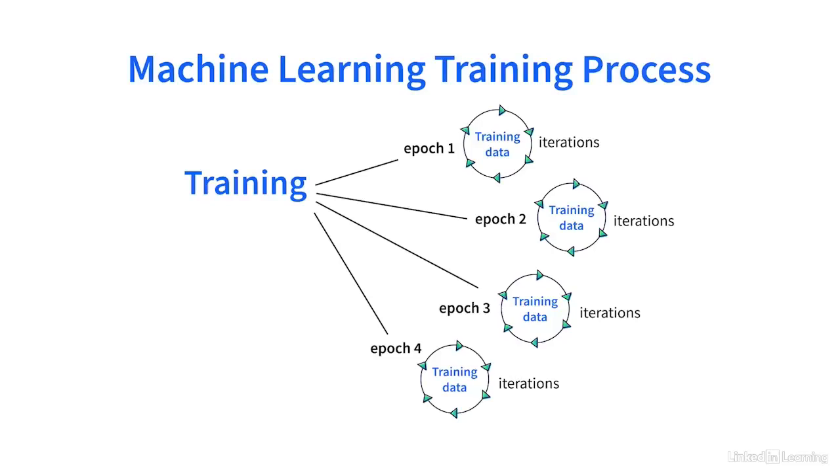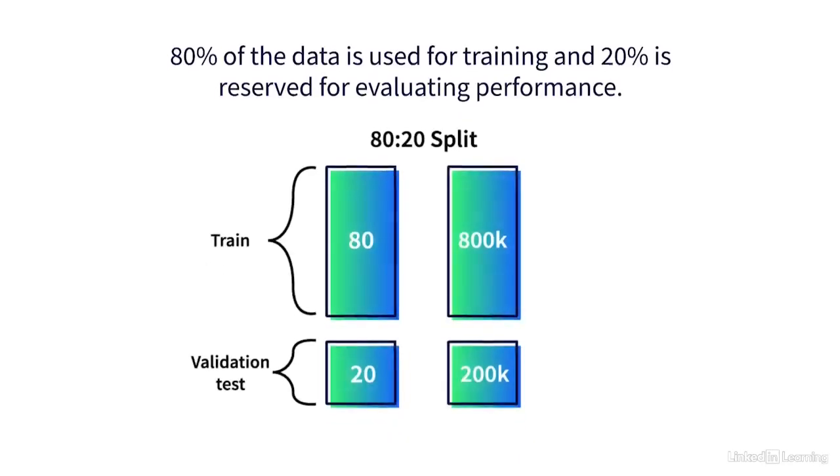The number of epochs is a critical parameter, called a hyperparameter, to the training process that can result in a better performing model. Typically, a portion of your data set, 80%, is used for training, and the remaining 20% is reserved for evaluating your model's performance after training completes.